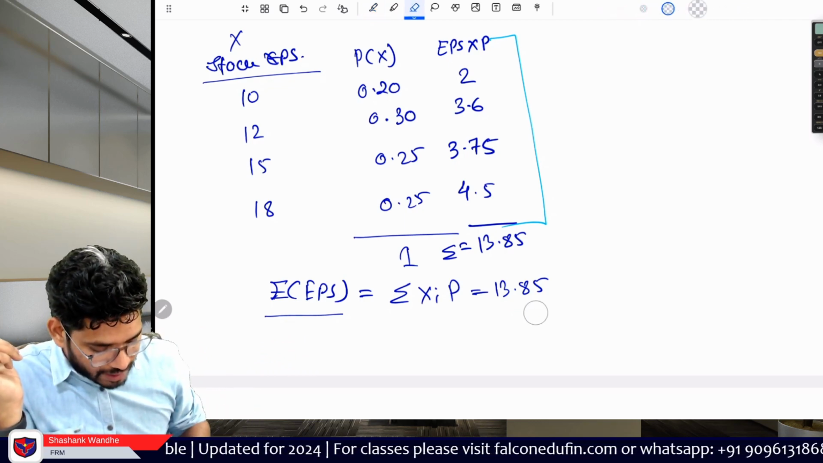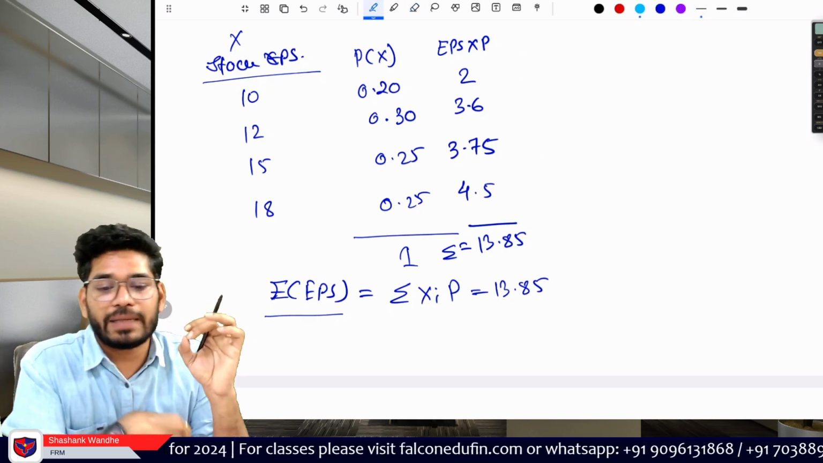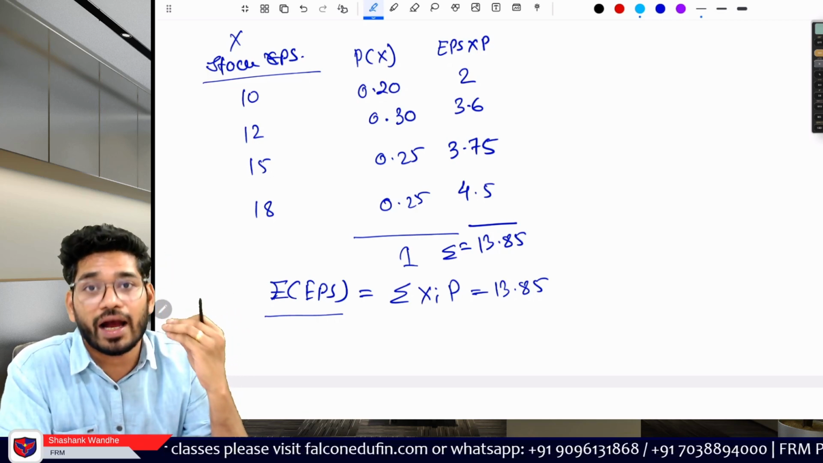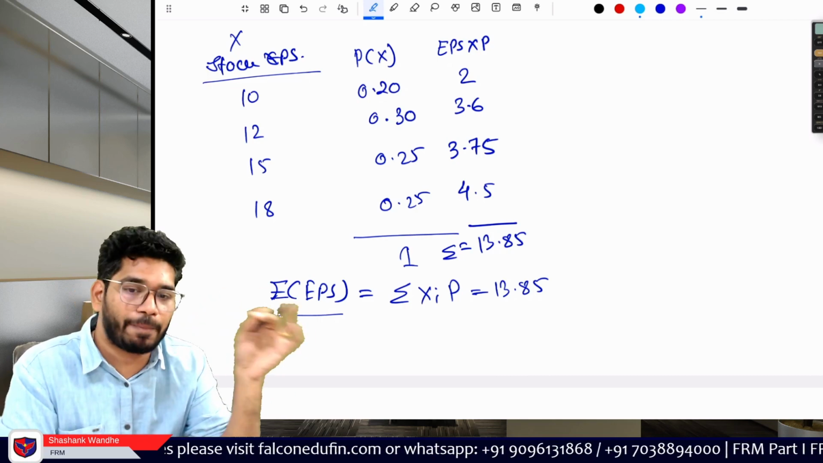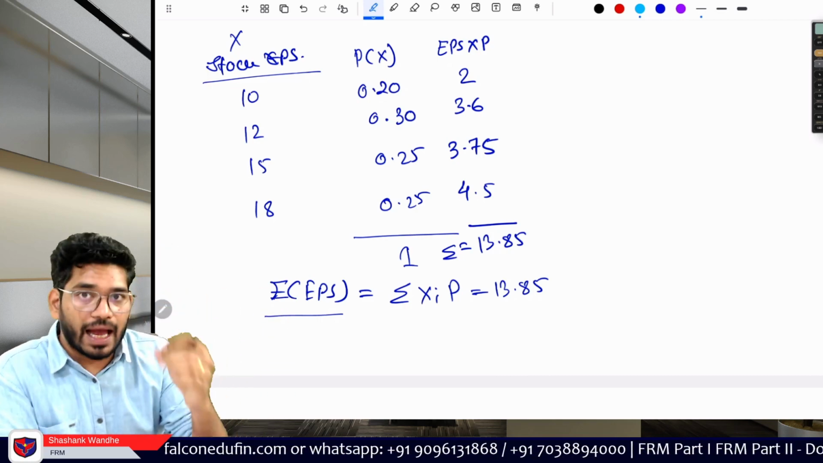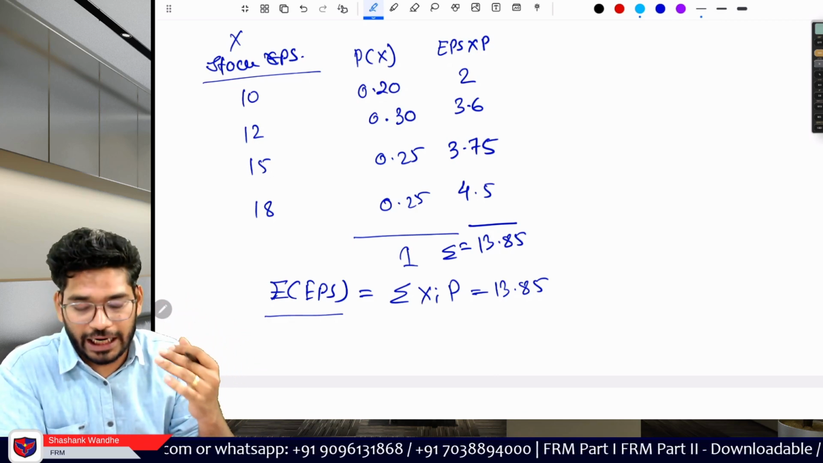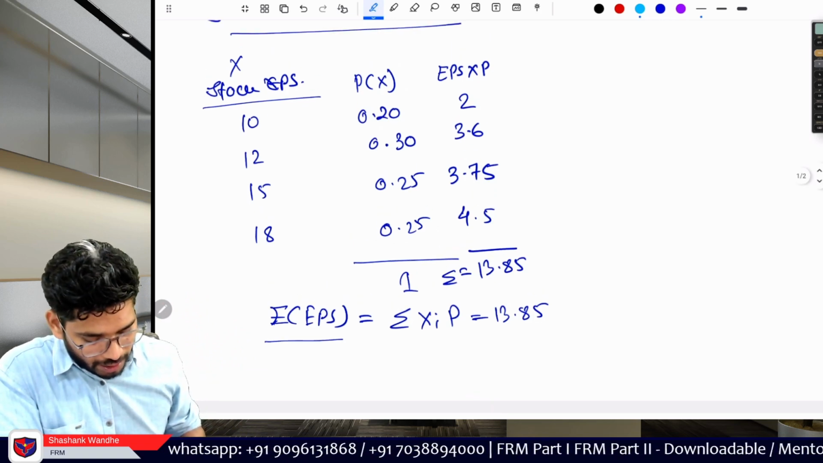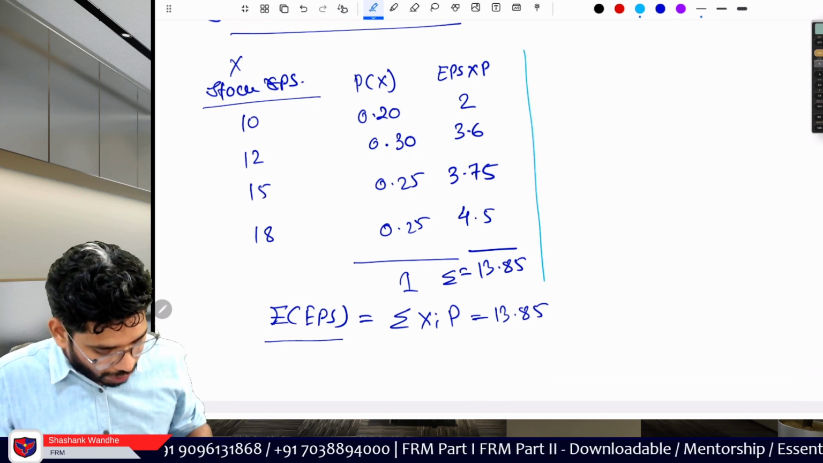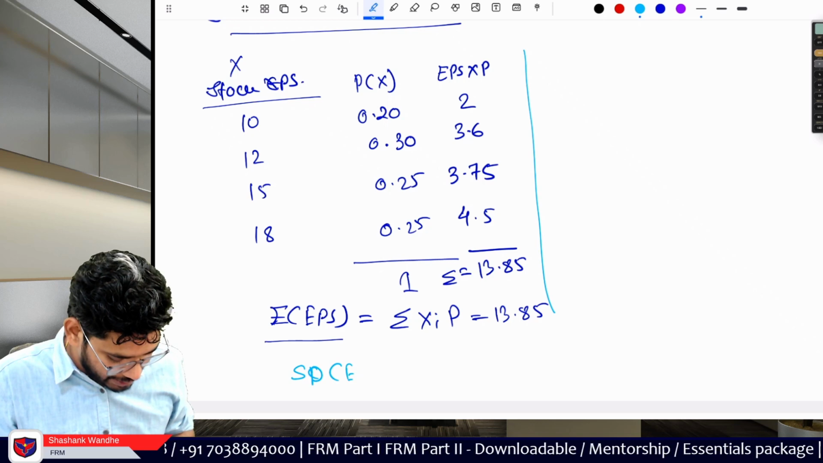But here, just simply understand, for your understanding and for our industry, the meaning of the expected value of the EPS simply means that there are higher chances that the actual EPS of this particular stock will be near 13.85, and the probability is higher than for the values which are far from 13.85, right? So this is about the expected value. Now we will see the calculation of the standard deviation of this EPS.